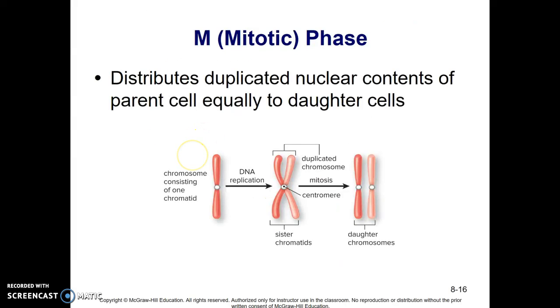So this is a familiar diagram, right? So we have our DNA replicated. That happens in the S phase of interphase. And now we're getting ready to go through mitosis. And at the end, each daughter cell gets one of each of these chromosomes.